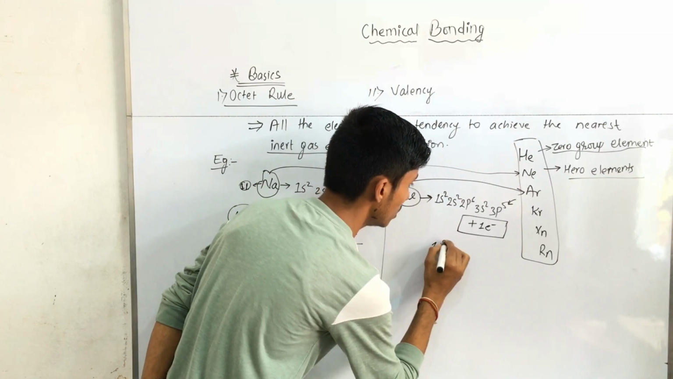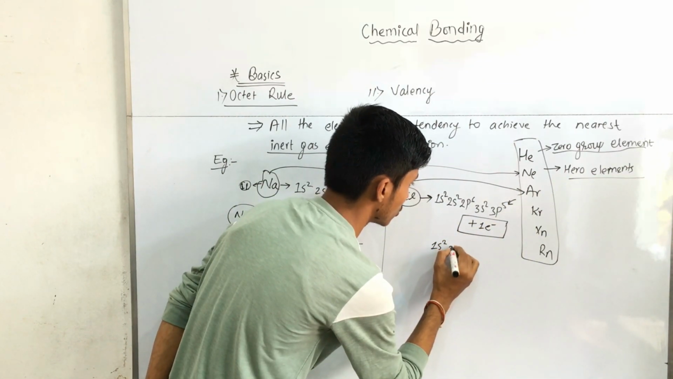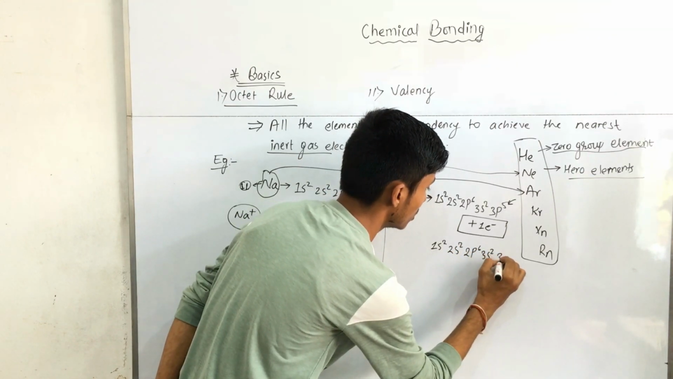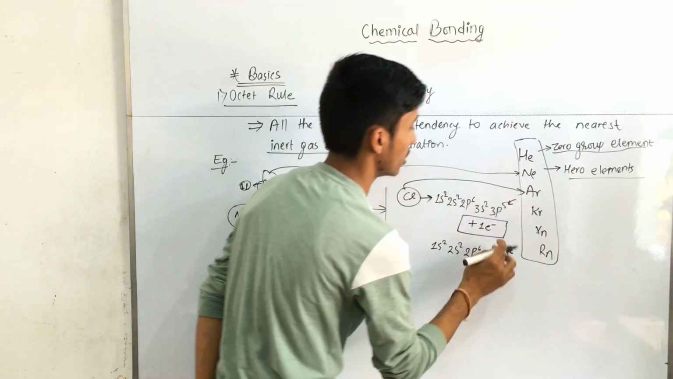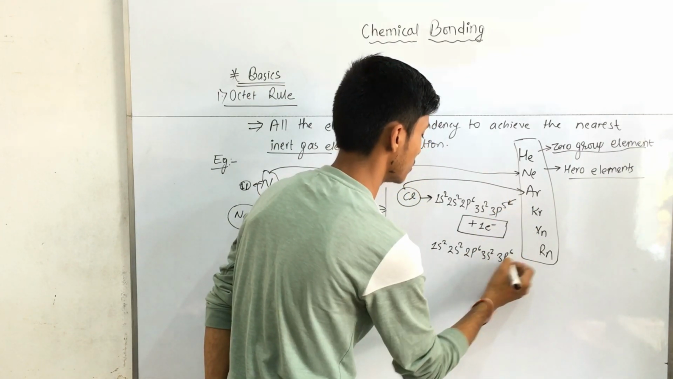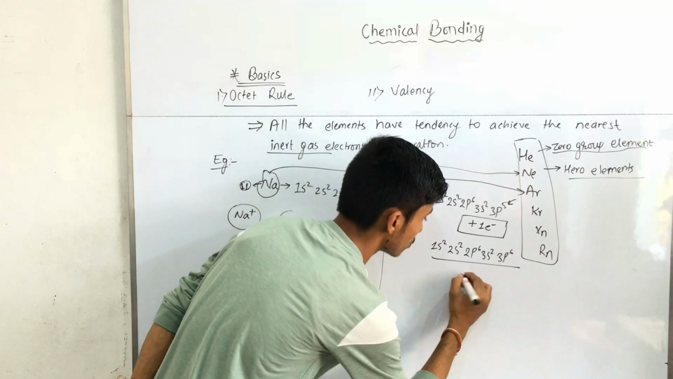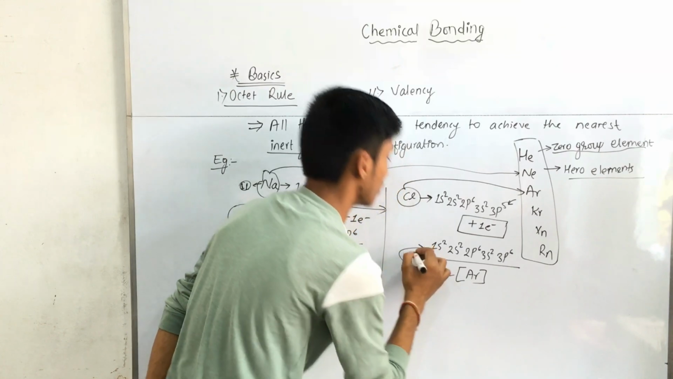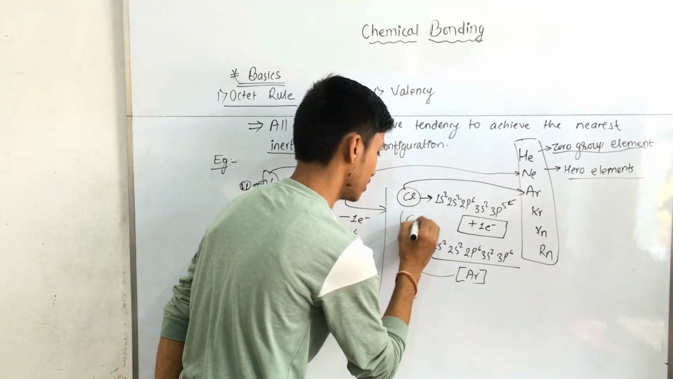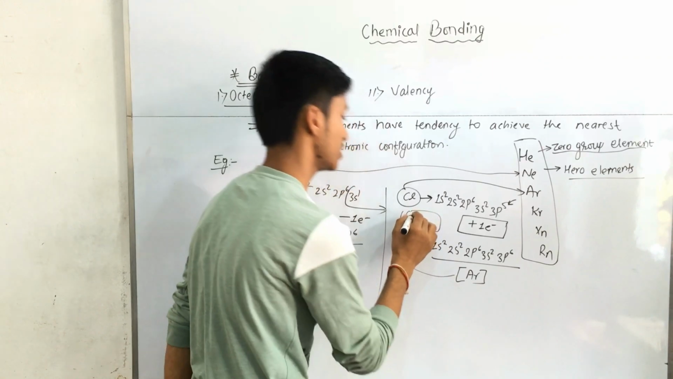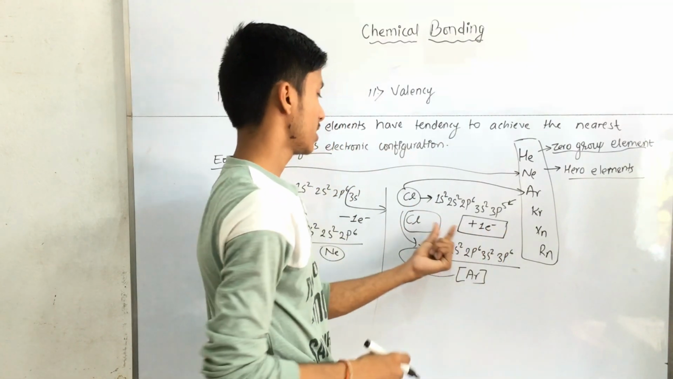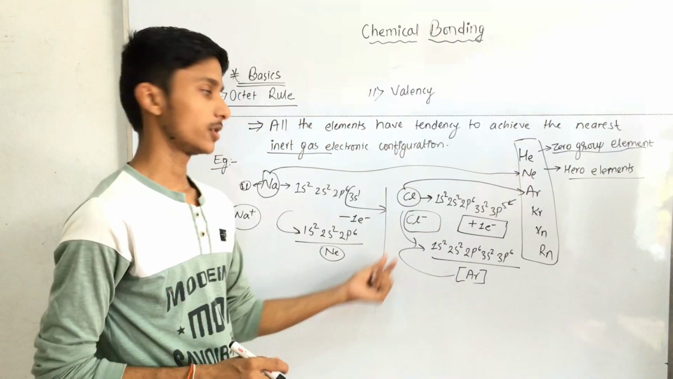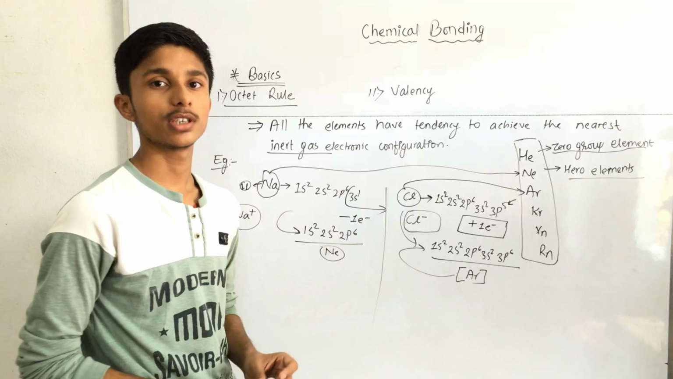Its configuration will be like argon: 1s2, 2s2, 2p6, 3s2, 3p6. Here 5 and 1 added, then it becomes 6. And this is also the electronic configuration for argon, which is stable. And when an electron is added to any element, a negative sign is assigned on top of it.